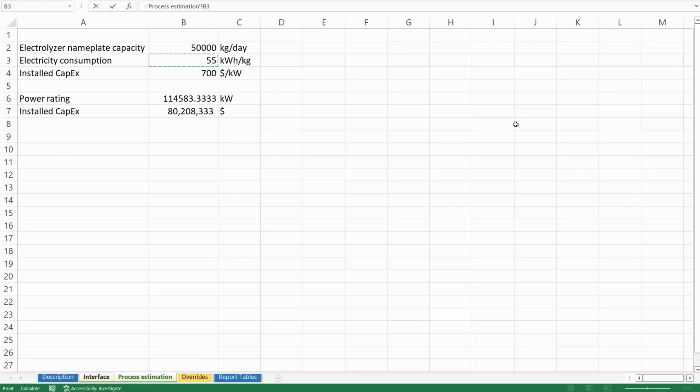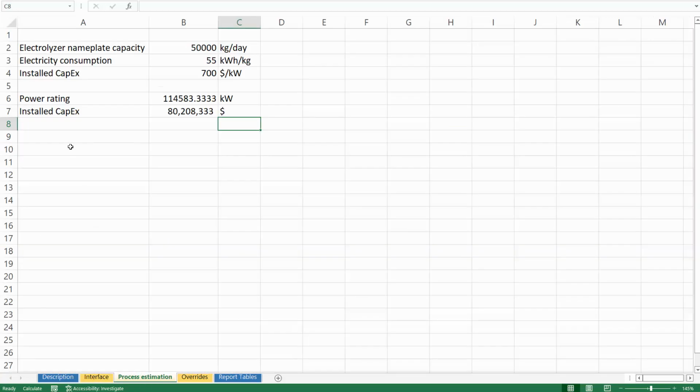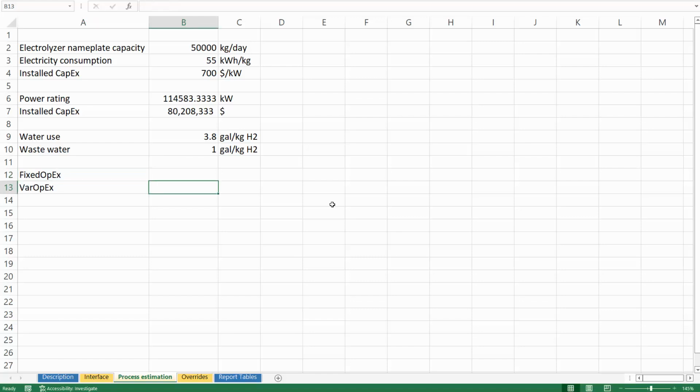We'll say 55 kilowatt hours of electricity is going to be consumed. And let's say that water use is going to be 3.8 gallons per kilogram of hydrogen. If we want to put our process parameters in one place, let's say wastewater is going to be 1 gallon per kilogram of hydrogen. We'll specify that. Also, let's say that fixed Opex, some more parameters in var Opex.